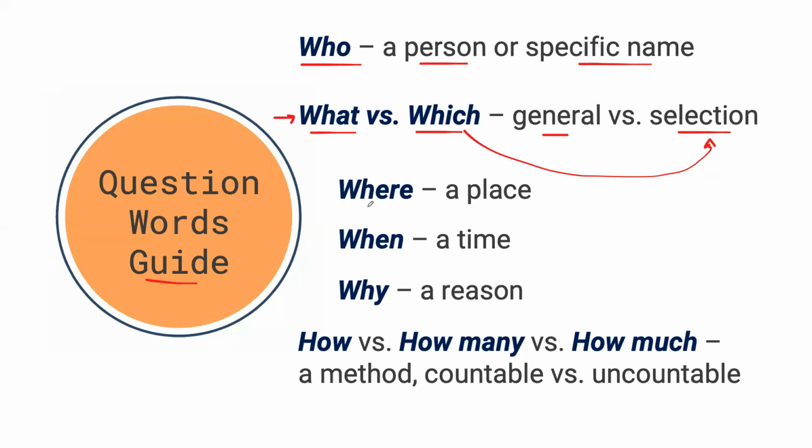Third, we have where, and this is a place, so it could be a city or maybe a country or really just any general area. And an example of a question could be, where was the landmark first discovered? Okay, and you'd have to listen for a place in the listening. Then we have when, which is a time. In this case, for the exam, it could be a general time or a period in history, maybe something like a month or a year.